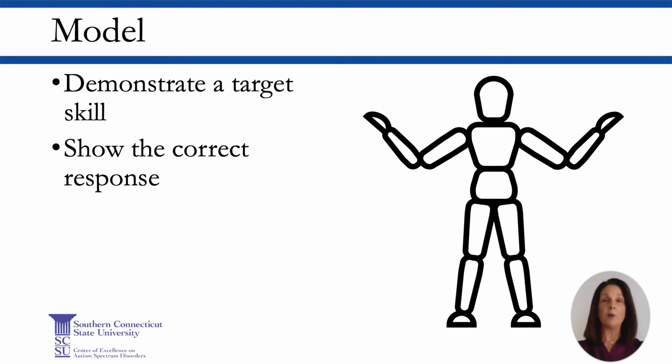The next type of prompt is modeling. And modeling is when you demonstrate a target skill. And you could also show the correct answer by modeling it or demonstrating it. For example, if I said to a student, "Clap your hands," I would follow up by clapping my hands to model or demonstrate the skill that I want to show them. So that's a great method of prompting as well.